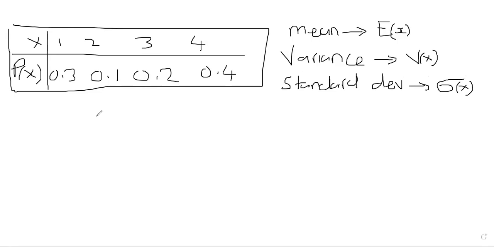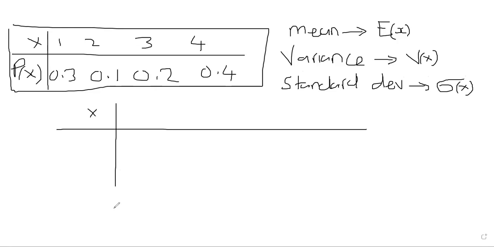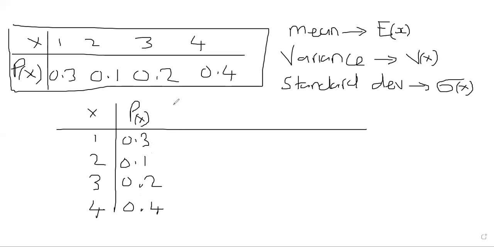Now, if I'm going to transpose this data that I have in here, 1, 2, 3, and 4, and we'll have my probabilities here, 0.3, 0.1, 0.2, and 0.4. So to find my expected value, or E of X, what I need to do is simply multiply these two. So the column X times the probability of X.